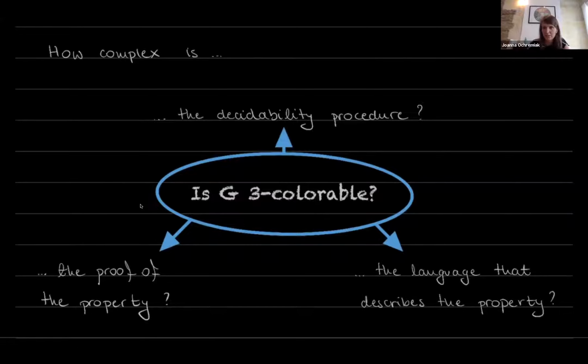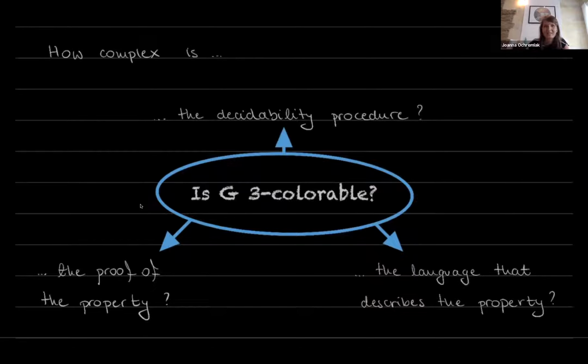So we can ask different questions about this property. The classical question that we all know about is the decidability procedure: how complex is it to decide whether a graph is three-colorable? Here we can think about different computational models like Turing machines, but also circuits, and different complexity measures like time complexity or space complexity or the size of the circuit that decides this property. If you are studying computer science, then of course you are familiar with these kinds of questions.